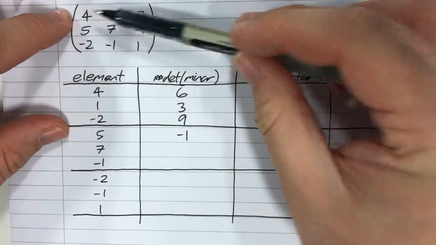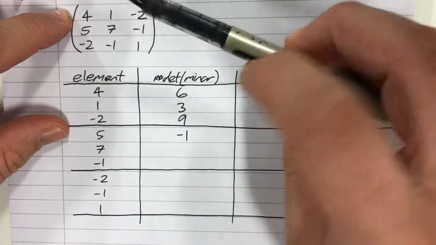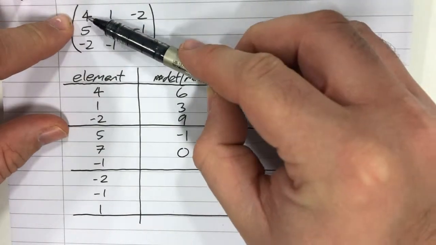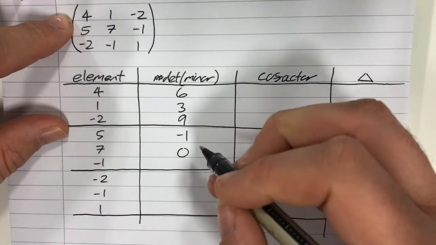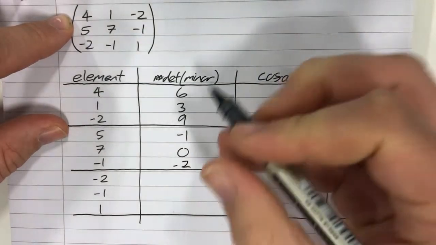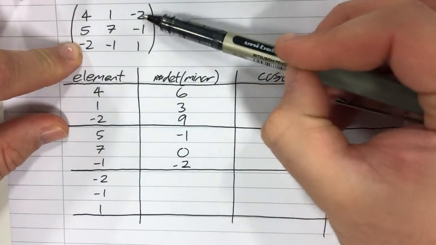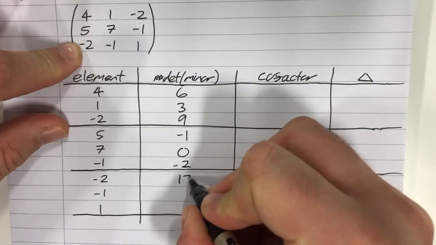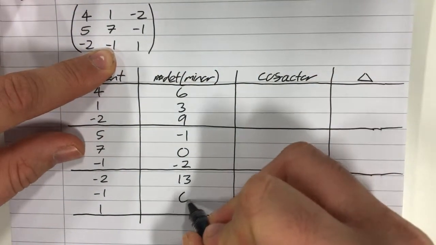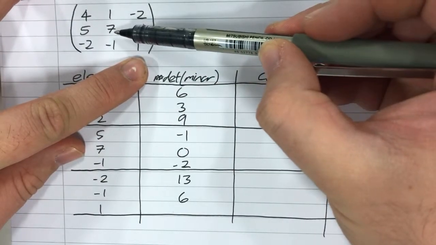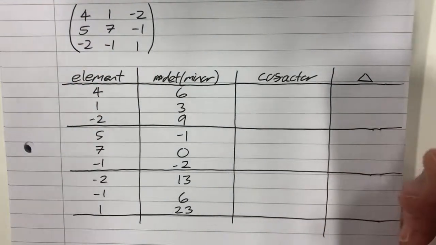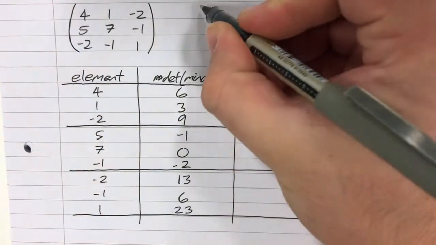7 is going to be 4 minus minus 4 is 0. Third one in this row, minus 4 minus minus 2 is minus 2. Bottom row, minus 1 minus minus 14 is 13. This one here, minus 4 minus minus 10 is 6. And then this one here, 28 minus 5 is 23. And that gives us all the determinants of the minors.